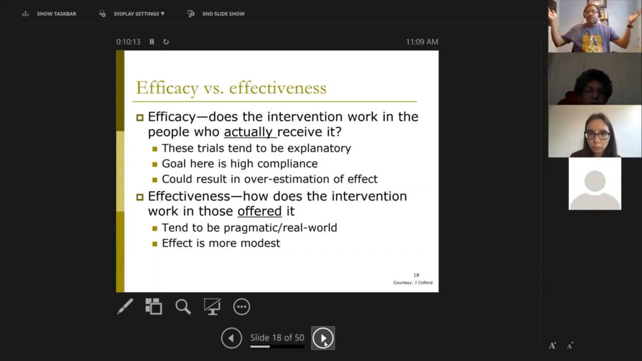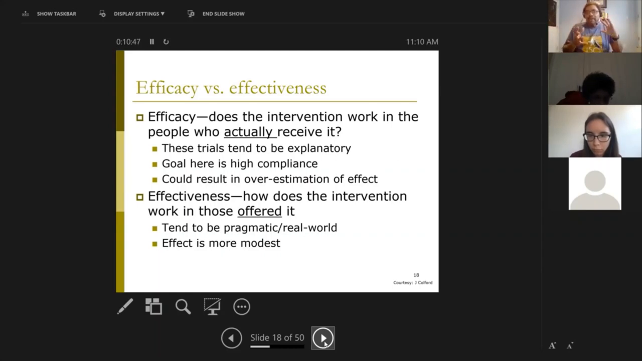But what happens if you start giving it to everybody in a given setting? Effectiveness is pragmatic, it's real world. If you take everybody and you offer them a drug, and if the drug works in them, that's called effectiveness. Efficacy is in a very small, narrow, tightly defined control population. So think of efficacy as an artificial control setting, and think of effectiveness as a real world messy situation, right?